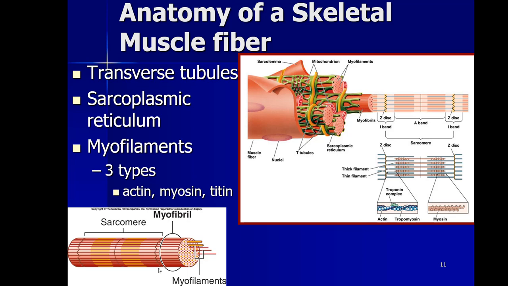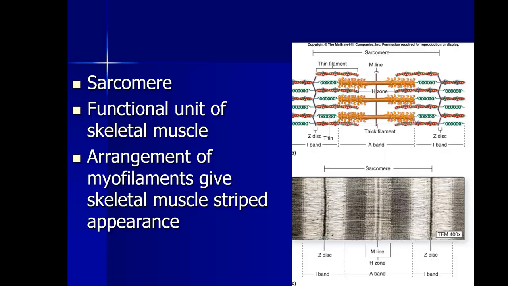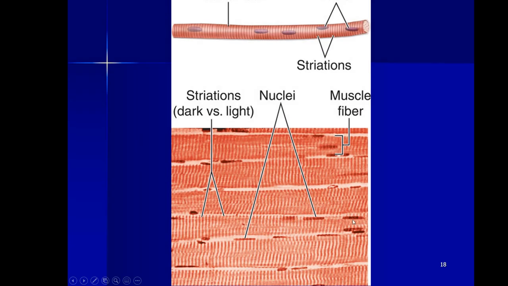But each sarcomere is the functional unit of that muscle fiber. So this would be, if you can envision, this is one section, this to here, that's one sarcomere, which basically means it's one section of one of those myofibrils. And again, the overlap of these actin and myosin filaments give skeletal muscle that nice striped appearance. So if we zoom out, this is a picture you're probably more familiar with. This is what skeletal muscle looks like through a microscope. And that striped appearance is due to the overlap of the actin and myosin.